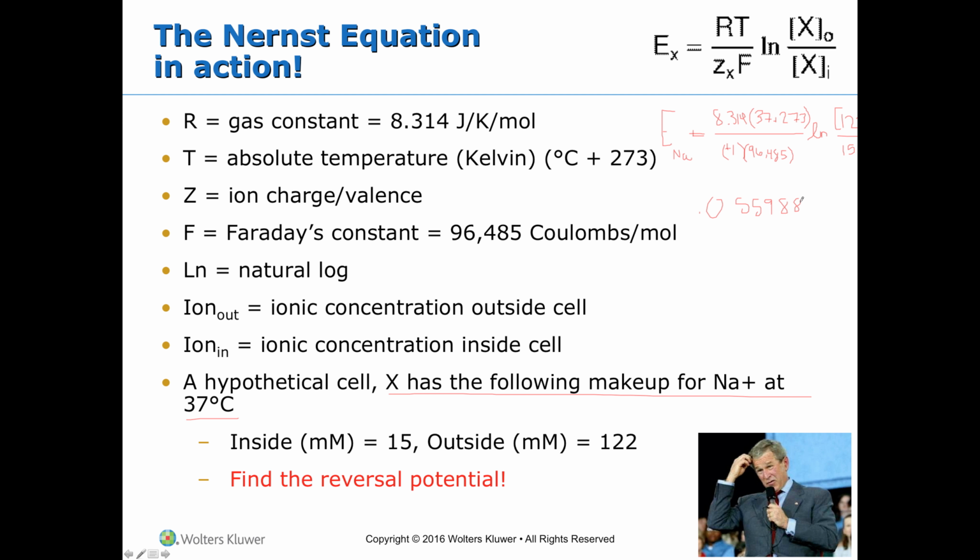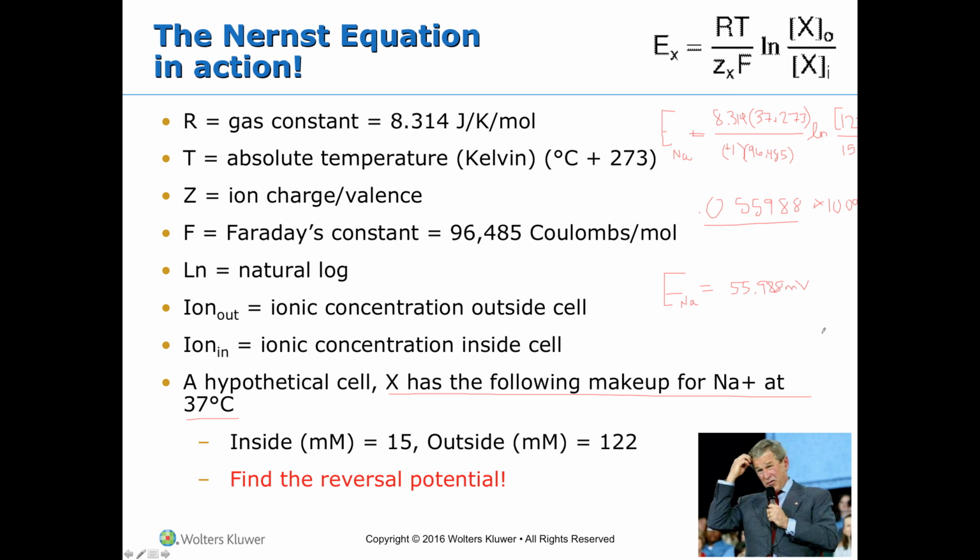Now, you'll probably be like, well, Stephen, that doesn't make sense. What you need to do is now multiply your value by 1,000. So this value right here is in volts. You need to get it in millivolts. So your answer now becomes, for this cell at 37 degrees Celsius, the reversal potential of sodium is now 55.988 millivolts.